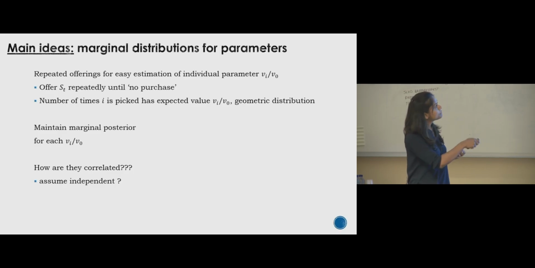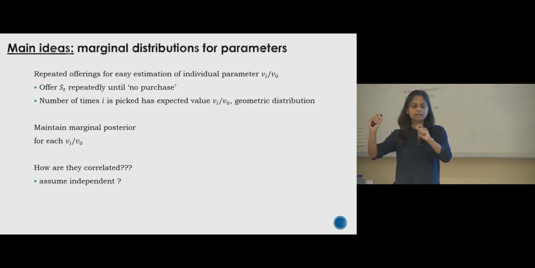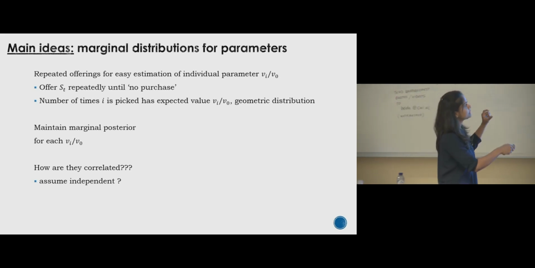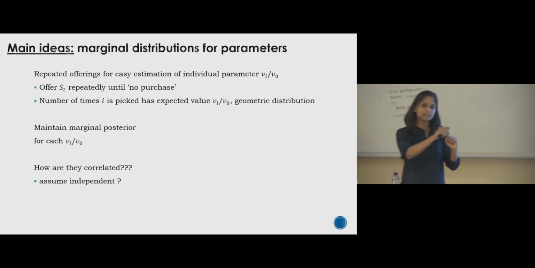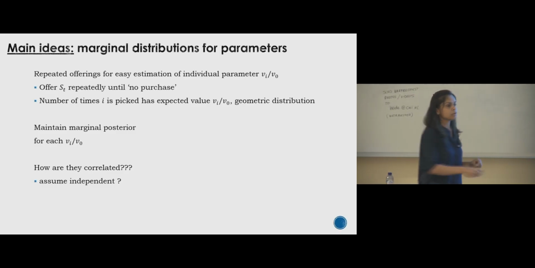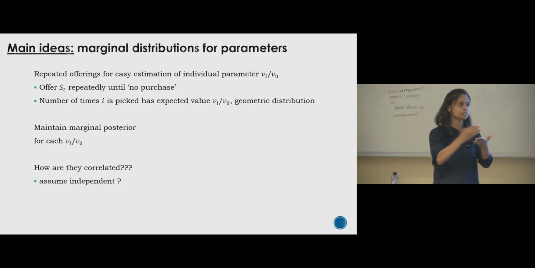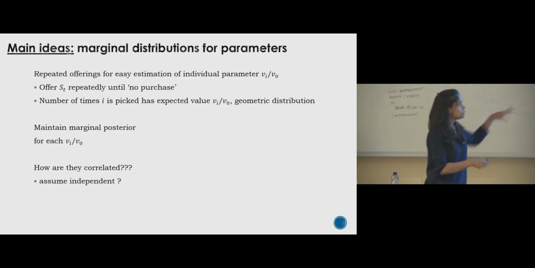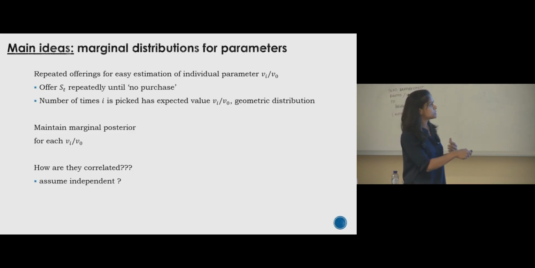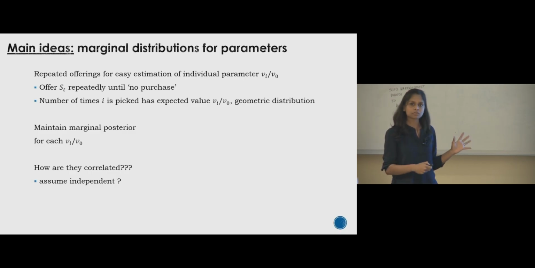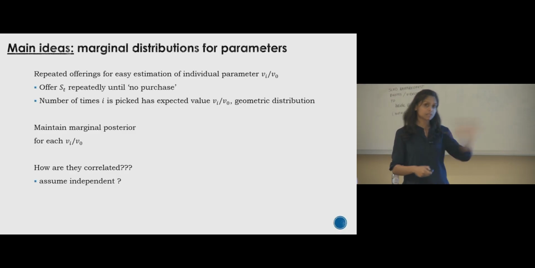So the main trick is that we take an assortment and offer it again and again until we see the no purchase. And then we can show that the number of times a particular item is picked in this epoch is an unbiased estimate of this ratio between Vi and V0. Okay, so that gives you an unbiased estimate of marginal parameters. Using this, we can maintain marginal posterior distributions for every one of these ratios. We have lost the correlations between them, so that's a big issue.